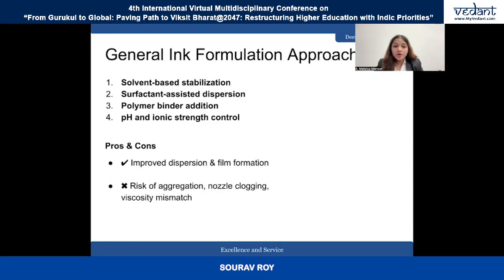In general, nanoparticle inks are formulated using approaches such as solvent-based stabilization, surfactant-assisted dispersion, polymer binder addition, and pH control. While these methods improve dispersion and film quality, they also introduce challenges like aggregation, viscosity mismatch, and nozzle clogging if not properly optimized. Hence, ink formulation involves balancing stability with print compatibility.